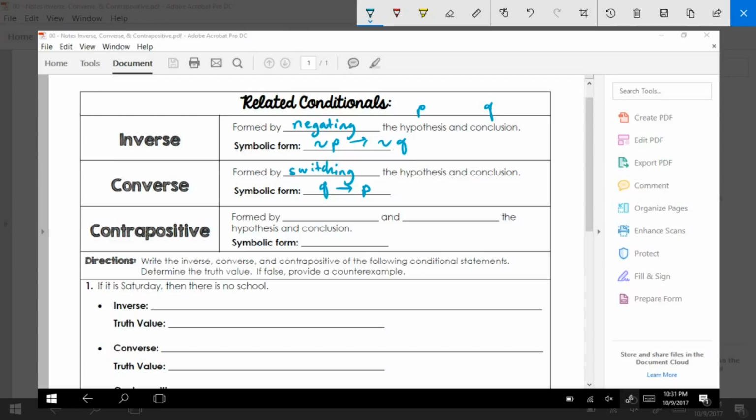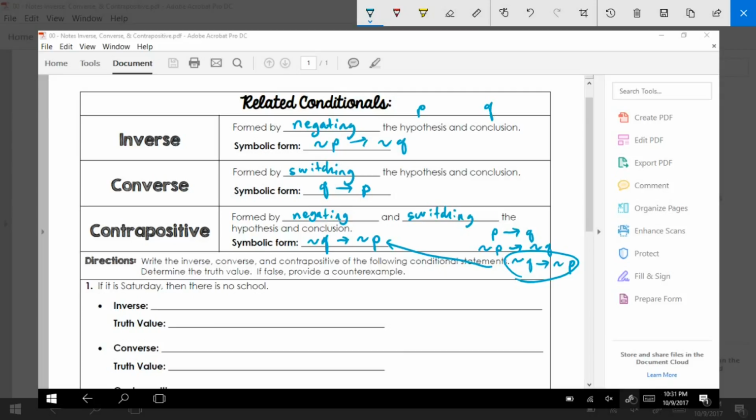And last one, we've got the contrapositive, and that is formed by negating and switching the hypothesis and conclusion. So look, normally you start with P then Q, right? We are going to negate, so we're going to put negative P and then negative Q, and then we're going to switch it so it's negative Q to negative P, and that is the contrapositive. So oh my gosh, what is that? If not Q, then not P.